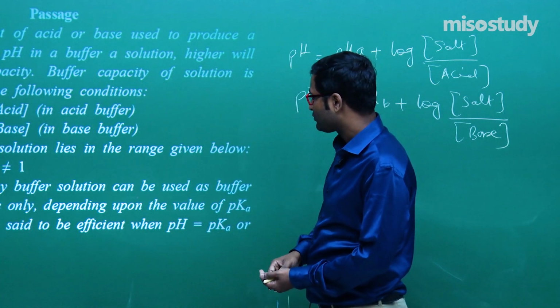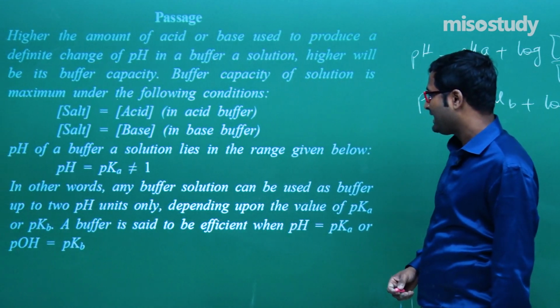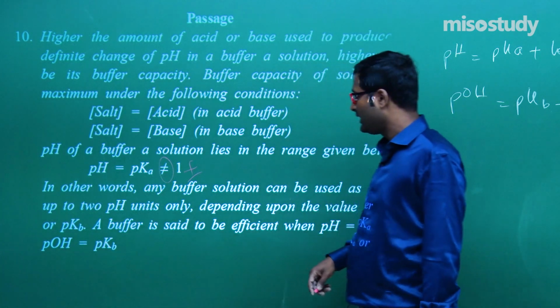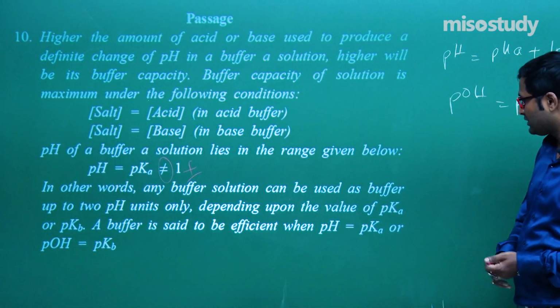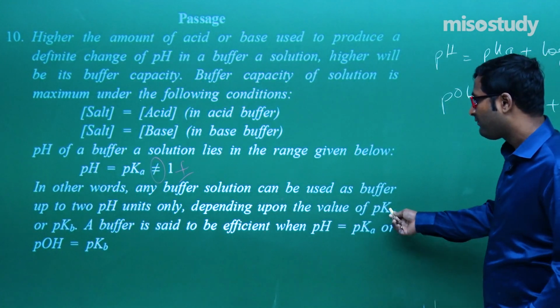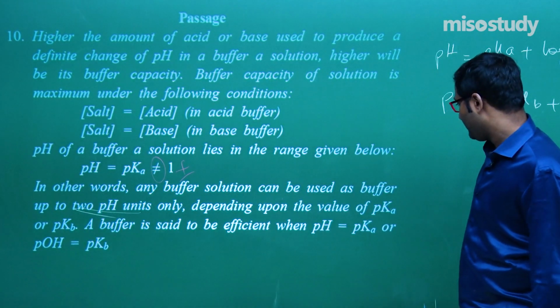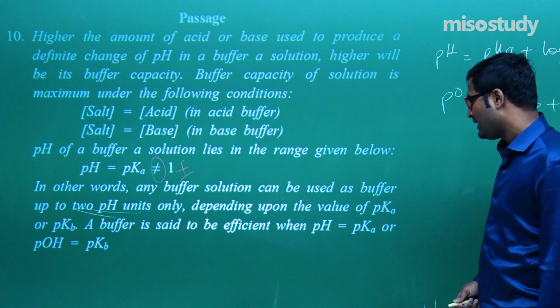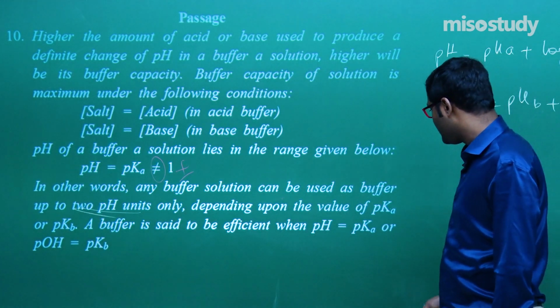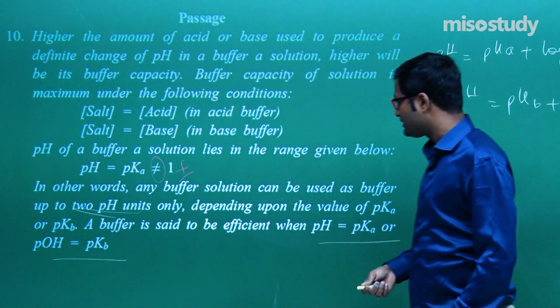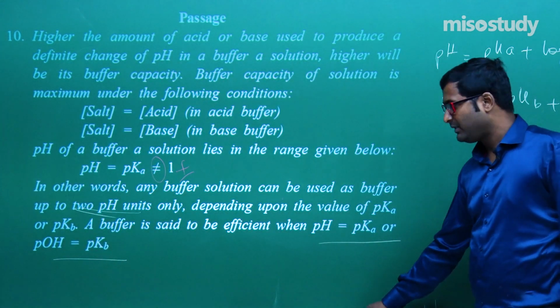The pH of a buffer solution lies in the range pH = pKa ± 1. That is better to represent, put here plus minus 1. In other words, any buffer solution can be used as a buffer up to 2 pH units, only depending upon the value of pKa or pKb. A buffer is said to be efficient when pH is equal to pKa or pOH is equal to pKb.